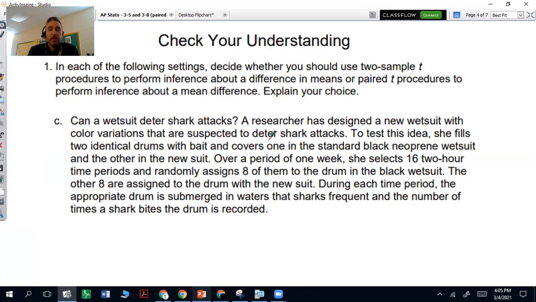While this one is a little bit trickier, if you guess 2 sample T, you're correct. Even though there are 16 2-hour periods, they're randomly assigned 8 of them to one drum and another 8 to another drum. And they're all of those different 16 2-hour periods, 16 totally different times. So since you're not comparing one drum and 2 drums in the same time period, it's going to be 2 samples. So it is 2 sample T.